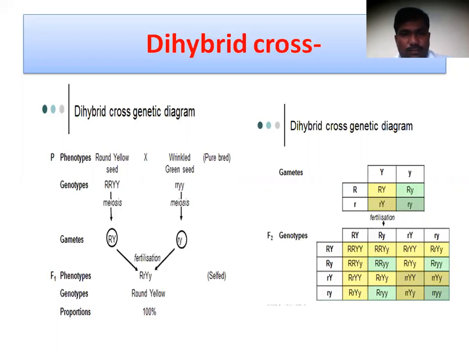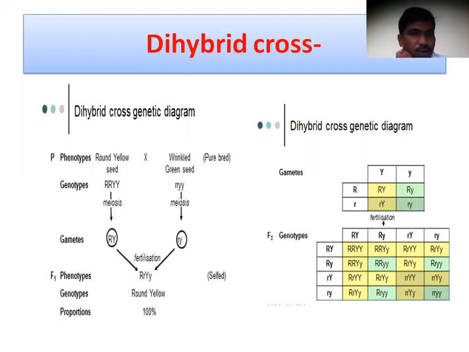With the help of this cross, Mendel proposed two laws, the law of dominance and the law of segregation. And then he explained the dihybrid cross. In a dihybrid cross, Mendel considered two contrasting characters. He studied two contrasting characters at one time.